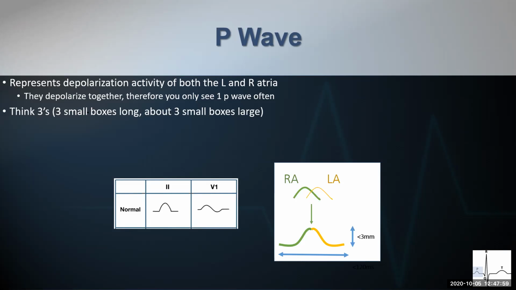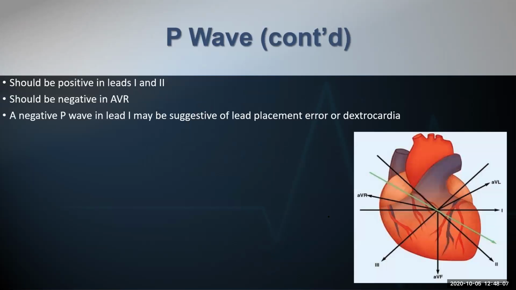Again, think threes: 3 small boxes long and about 3 small boxes tall is what we expect as normal. It should be positive in leads 1 and 2, which makes sense, right? Because the electrical activity, as drawn out by this green arrow, is going towards them. So it should be positive. And it should be negative in AVR, because AVR is going in the complete opposite direction. So if you see a negative or inverted P wave in lead 1, or maybe a positive AVR, something's completely wrong.